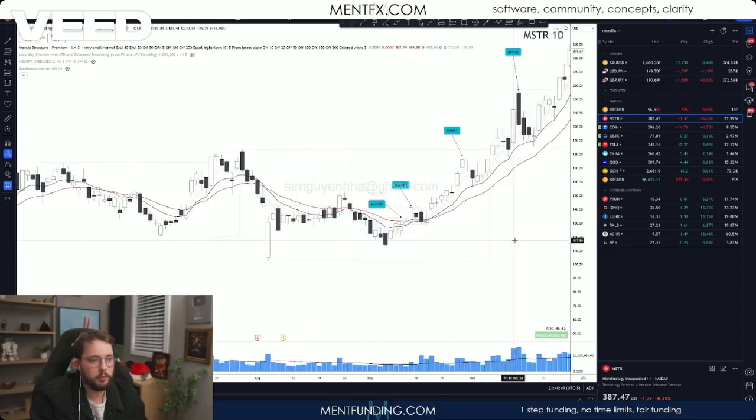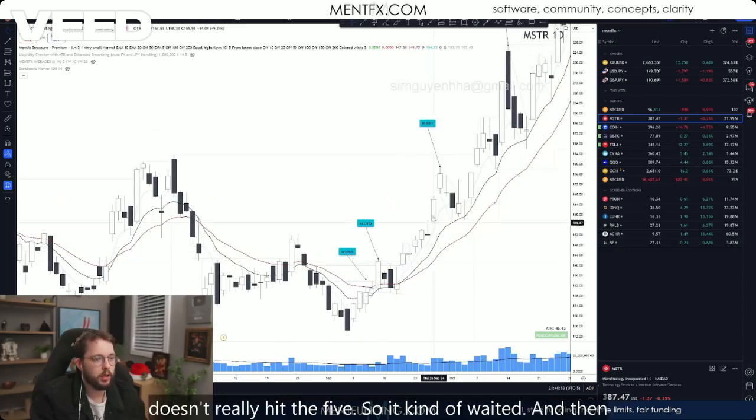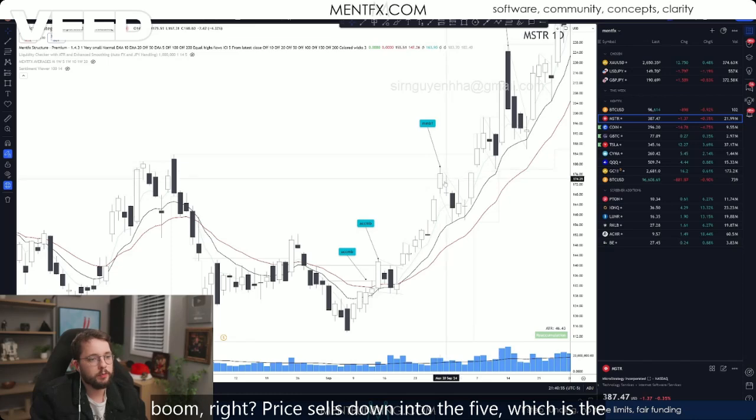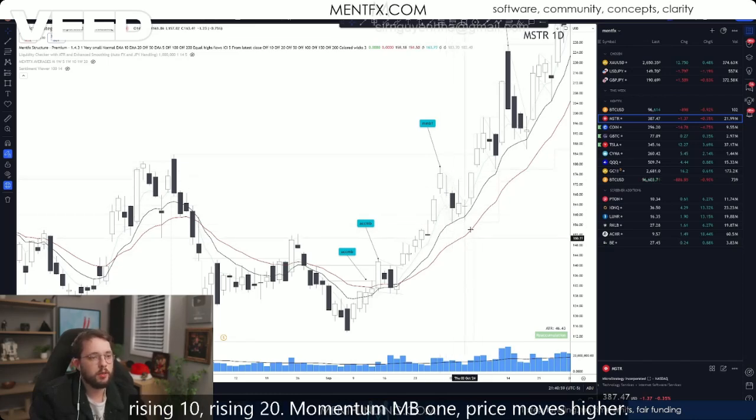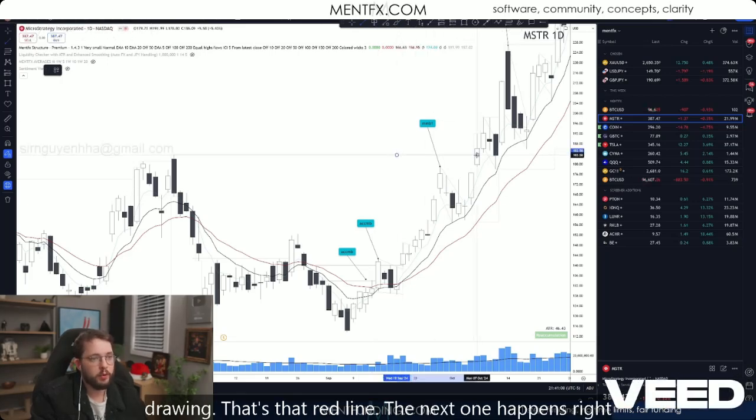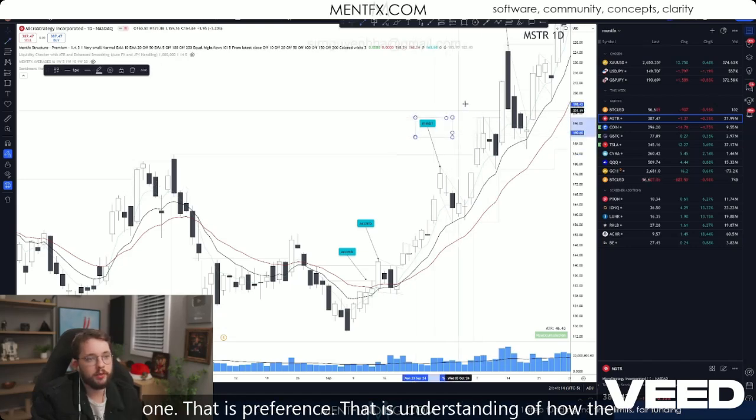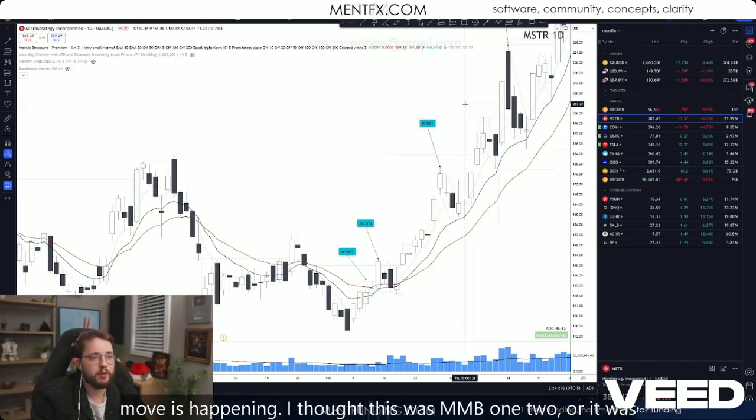That's my accumulation MB. Then price goes into a momentum MB here, but doesn't really hit the 5, so I waited. And then boom, price sells down into the 5, which is the rising 10, rising 20, momentum MB1, and price moves higher. Think about that red line that I drew in the momentum cycle drawing. That's that red line. The next one happens right here. That could be momentum MB2 or still momentum MB1. That is preference. That is understanding of how the move is happening.